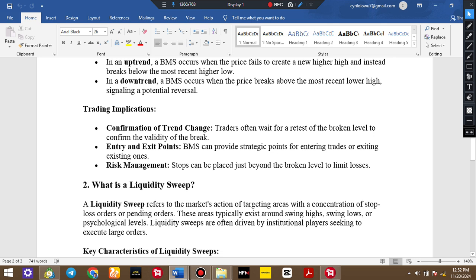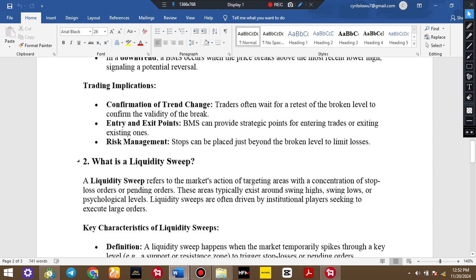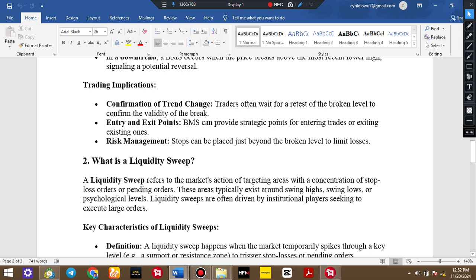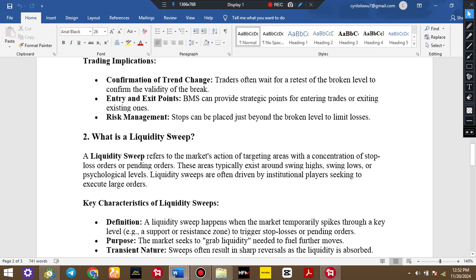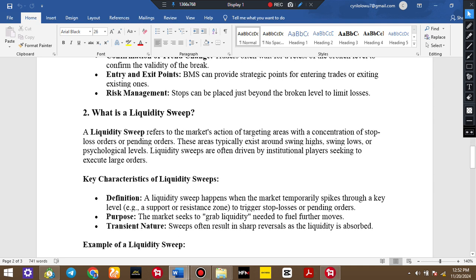Break of market structure can provide strategic points for entering trades or exiting trades. Then risk management. Stops can be placed just beyond the broken level to limit losses. Exactly. So these are just the implications of what we get. Then coming down to liquidity, what is liquidity sweep?